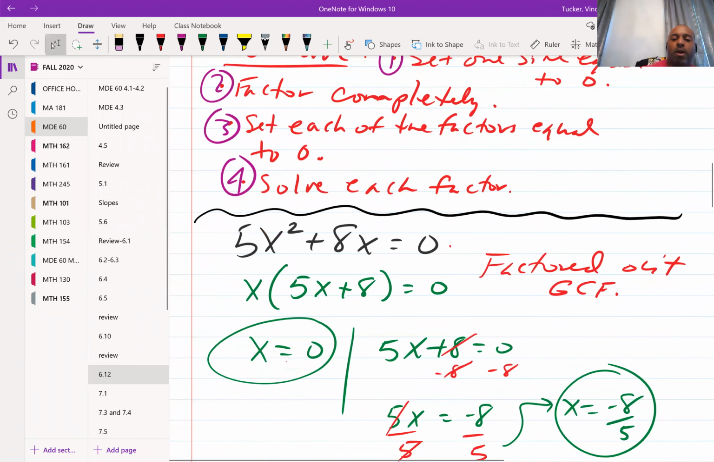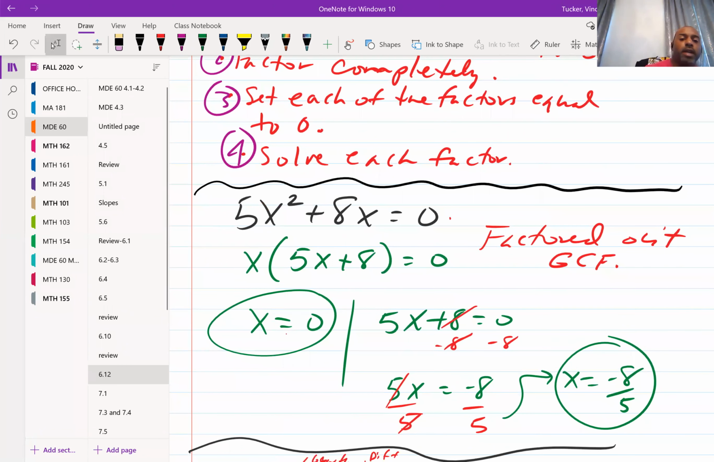Now I set each part equal to 0, x equal to 0. There's nothing to solve there. There's just going to be a solution. It's okay for a solution to be 0. Then I set 5x plus 8 equal to 0. Subtract 8 from both sides, then divide by 5. My other solution is x equal to negative 8 over 5.